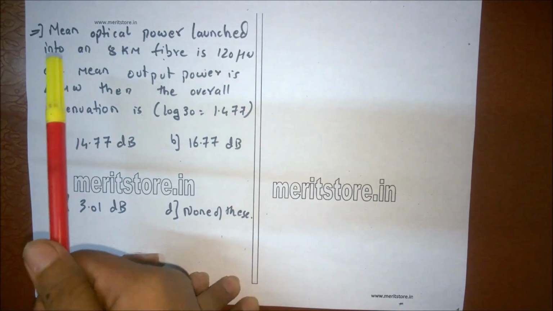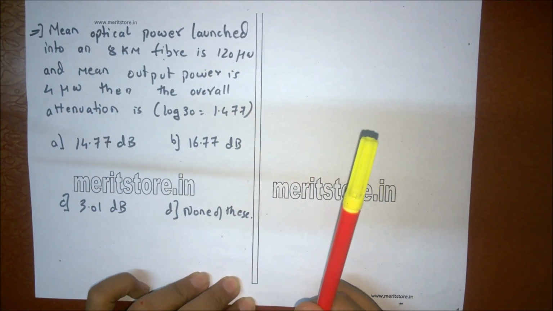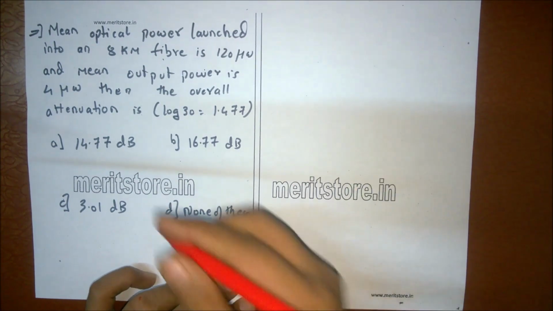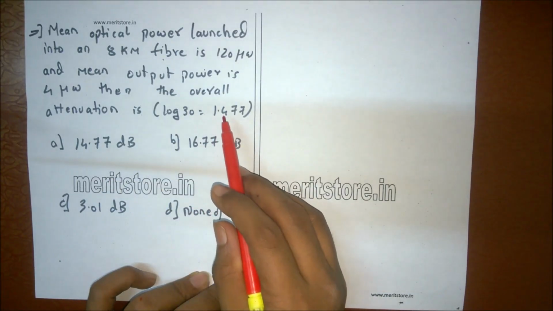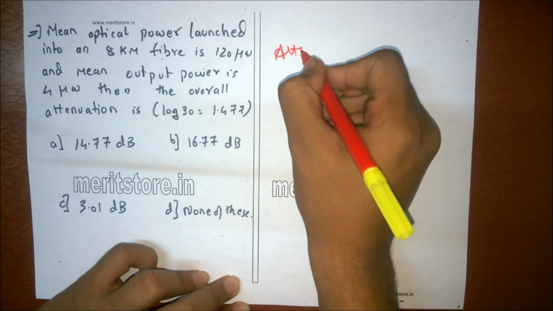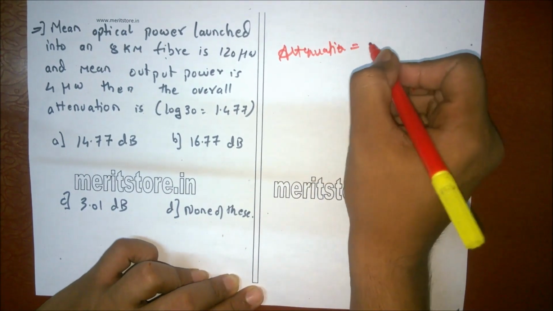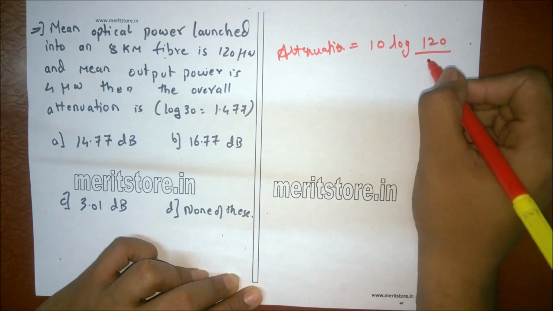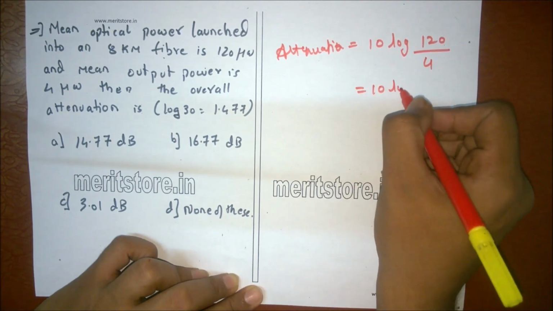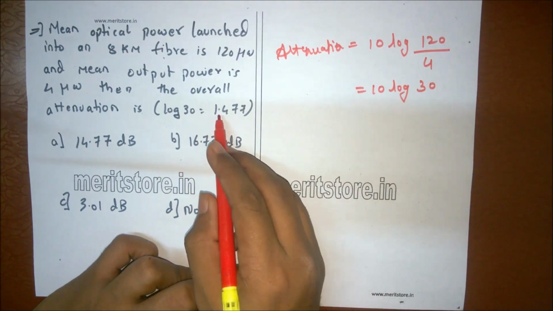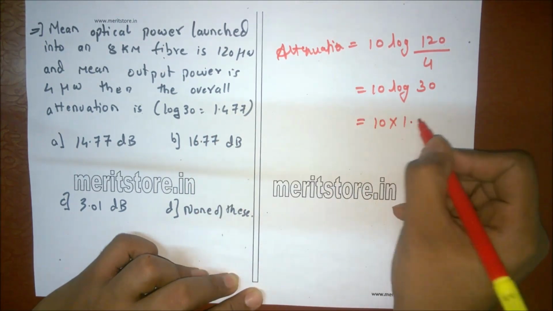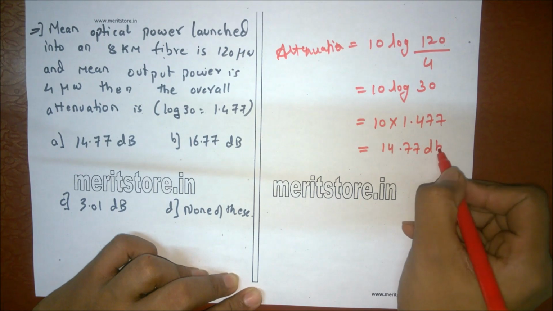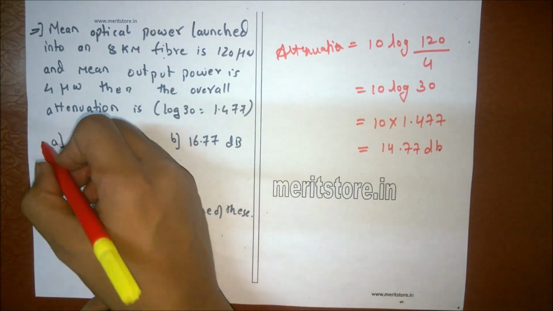Mean optical power launched into an 8 km fiber is 120 microwatt and mean output power is 4 microwatt. Then the overall attenuation is, here are the options. Now log 30 is given as 1.477. Now attenuation is equal to 10 log the mean optical power 120 upon the mean output power, which is 4, which is equal to 10 log 30. Now log 30 is given as 1.477, which is equal to 10 into 1.477, which is equal to 14.77 decibels. Therefore, the correct answer is option A.